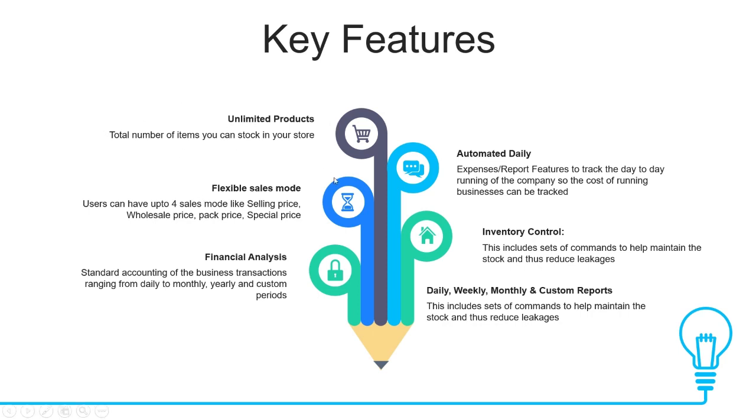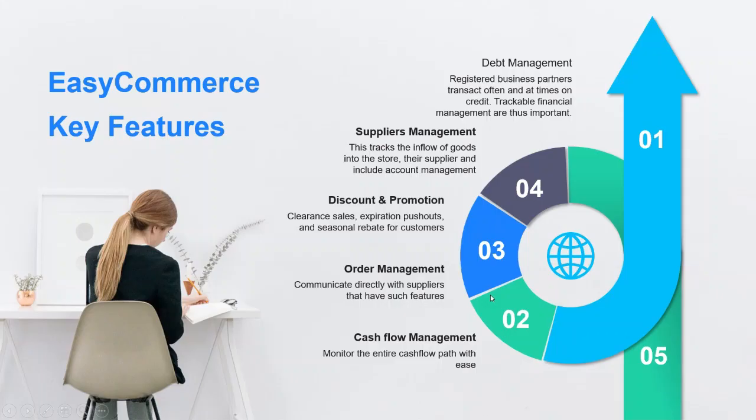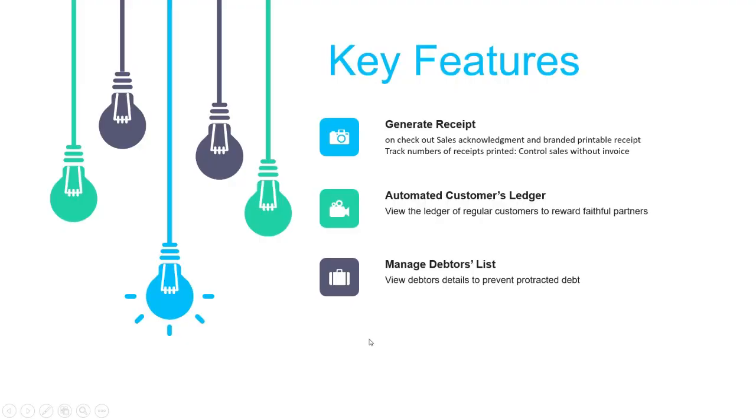We have unlimited products. You can add as many products as possible. Of course, you have access to the source code, so you can tweak it and get whatever you want. Flexible sales report, financial analysis, automated daily expenses, inventory control, custom reports. We have debt management, supplier management, discount and promotion, order management, cash flow management, and many more. So we have about 50 features that I'm going to walk you through.